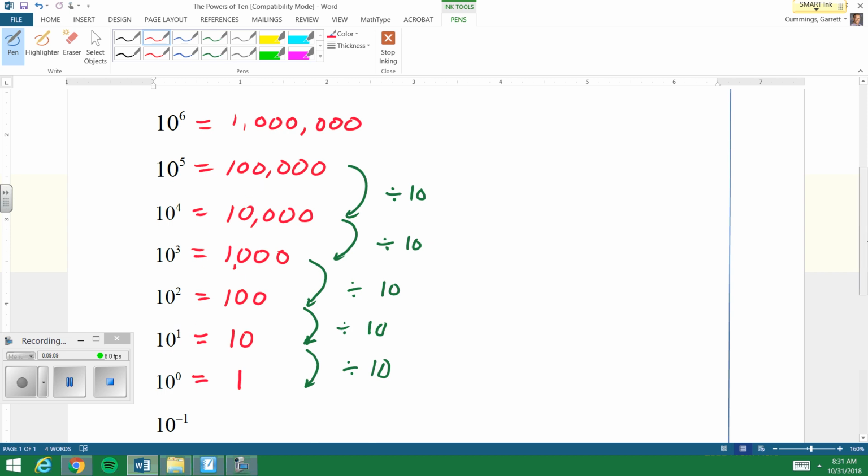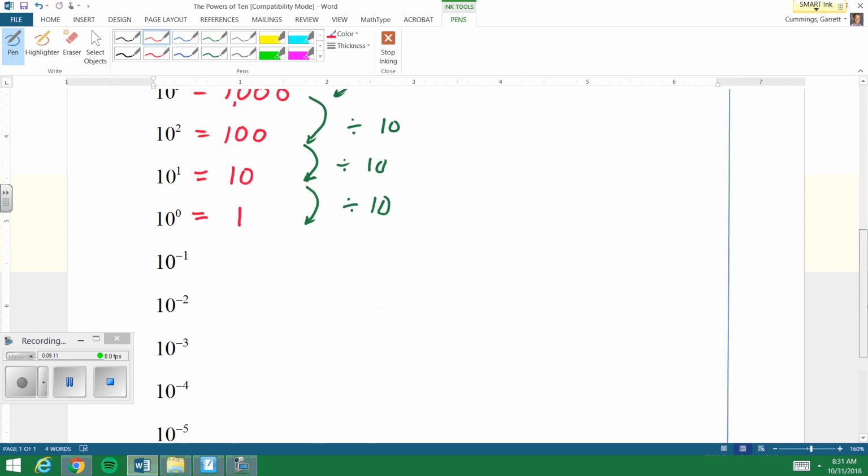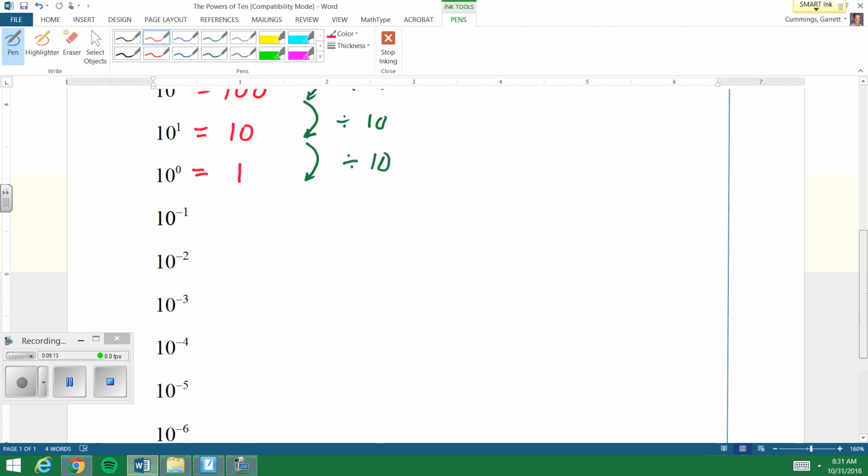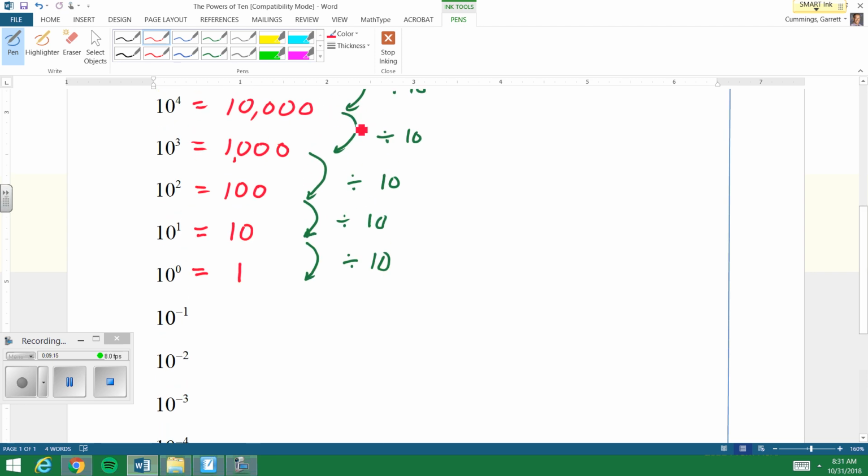Now let's go down to the negative powers. Every single time that I had to drop a power, I was dividing by 10. Let's do that again. So what's going to happen when I divide 1 by 10, when I divide 10 to the 0th power by 10? I'm going to change colors here for this.